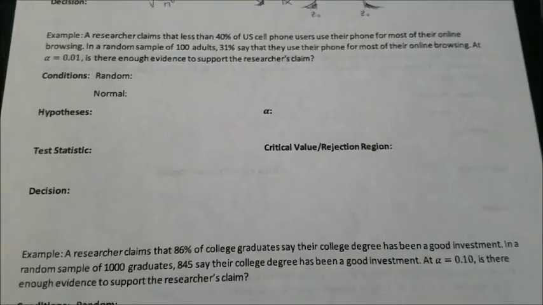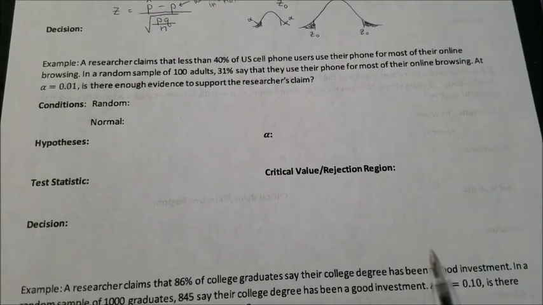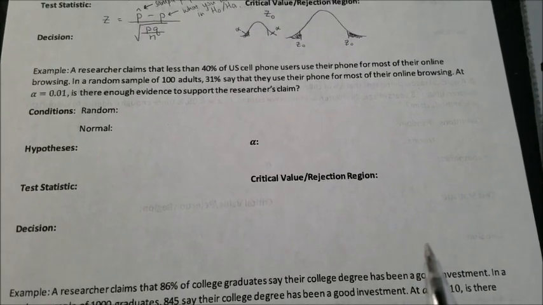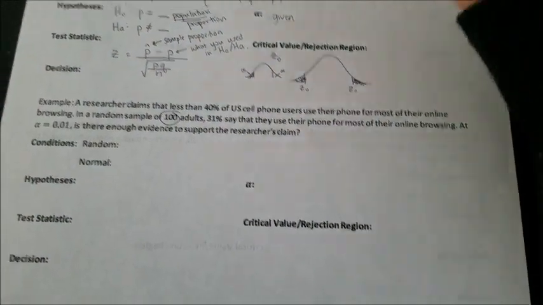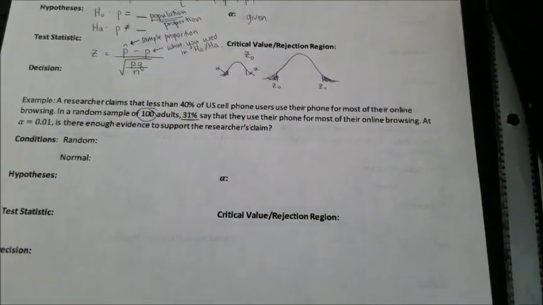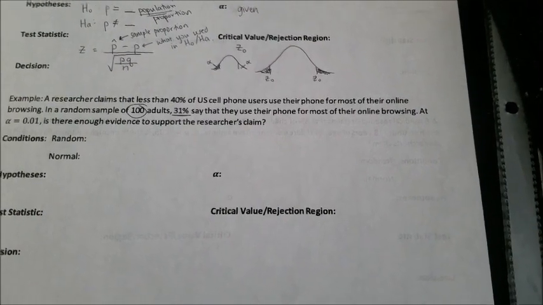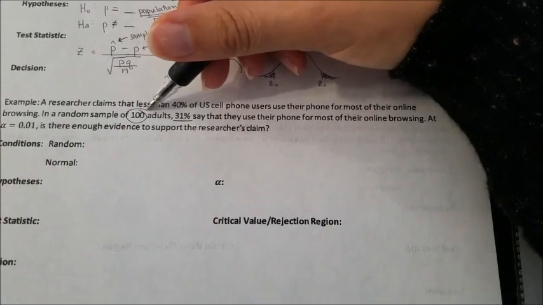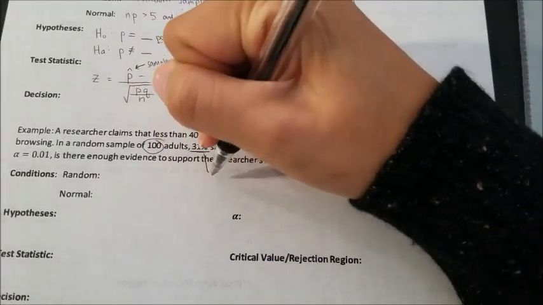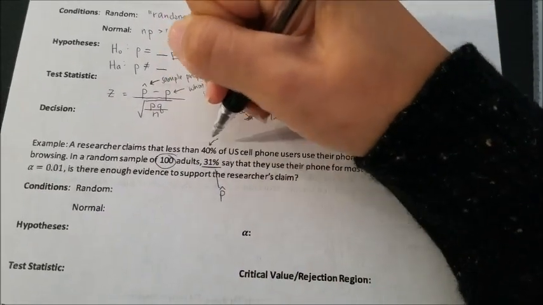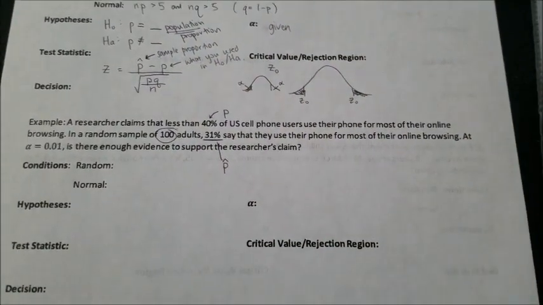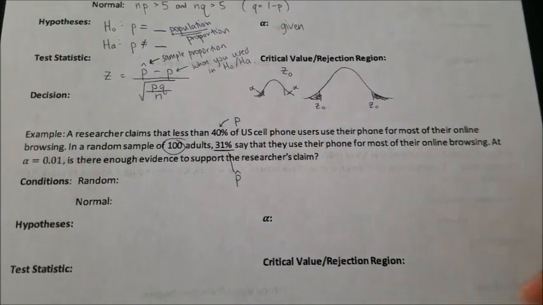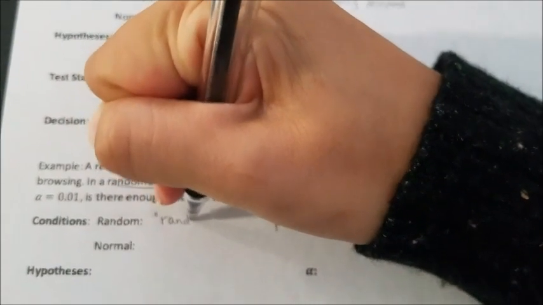Okay, so first example. A researcher claims that less than 40% of cell phone users use their phone for most of their online browsing. So we have a random sample of 100 adults, so we know that's N. 31% say that they use their phone for most of their online browsing. But this percent came from a sample of 100 adults, so that's how we know this is our sample proportion, P hat. This 40% then is P because it didn't come from a sample. Okay, and then it also says random sample, so we know that it meets the random condition.